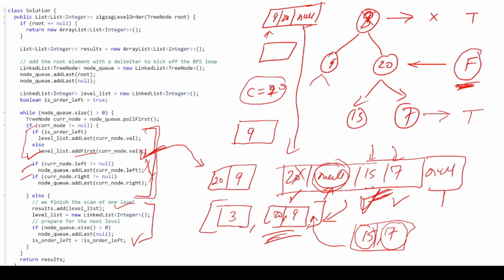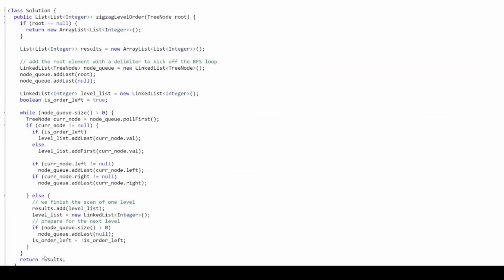Once we reach null here, it means we have completed the row. So we will reinitialize everything, add this list onto the result, initialize the list as new, and then we do the switch, and then finally we will come here. Like this, we have to do the implementation of the zigzag level order traversal, right? Give me 1 second, I will do some cleaning.